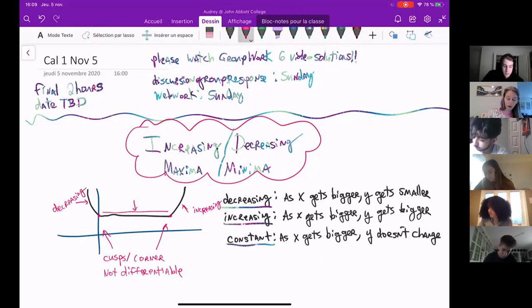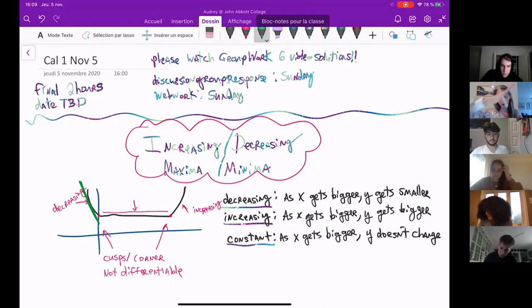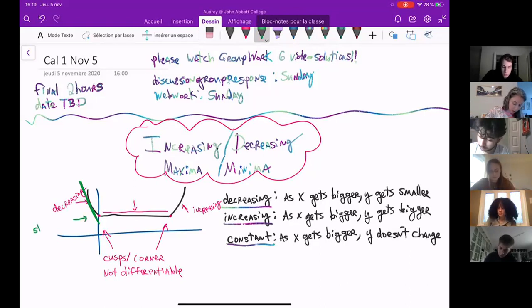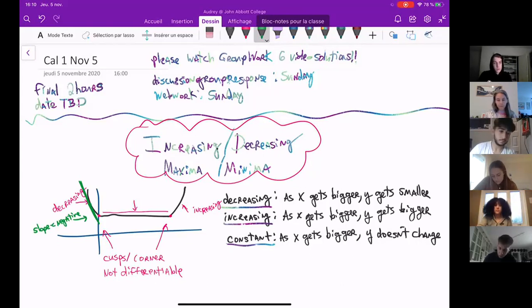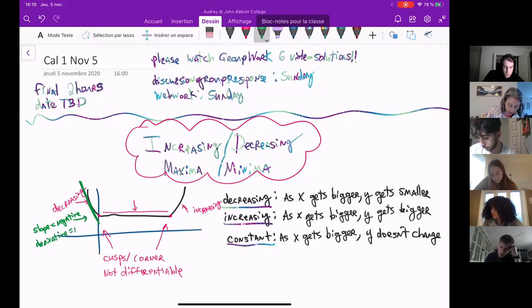Good. So if I go over here and I draw a tangent line on my curve, what's the slope of that tangent line? Is it positive or is it negative? Negative. So that's a line with a negative slope. And what's another word for slope? Derivative. So in other words, the derivative of the function where it's decreasing is negative.